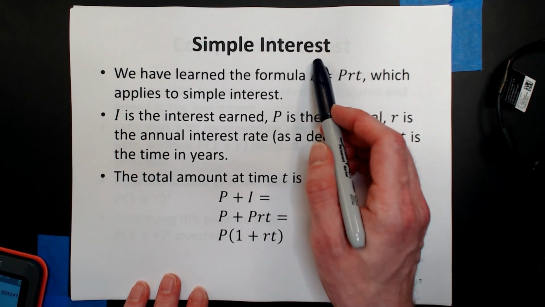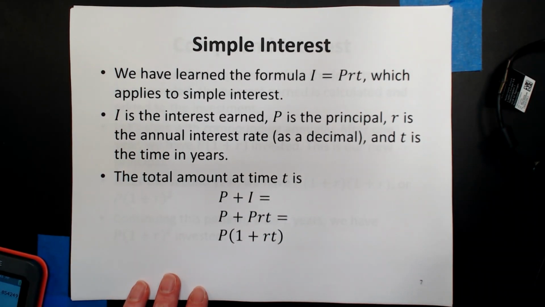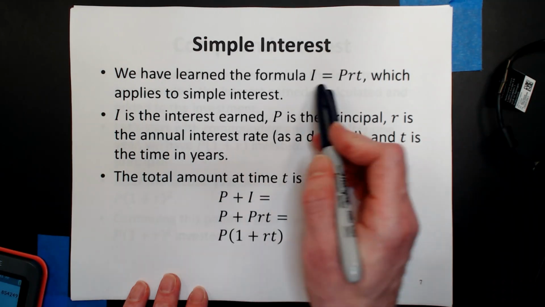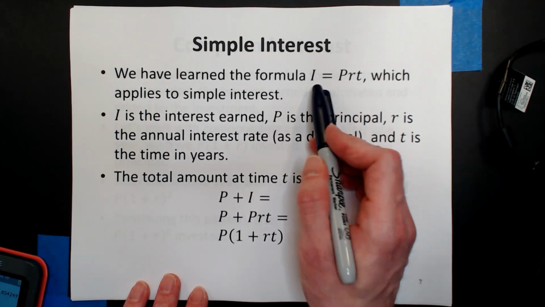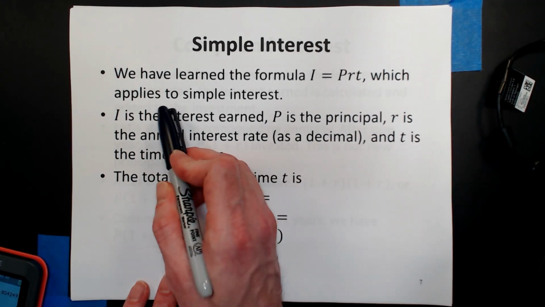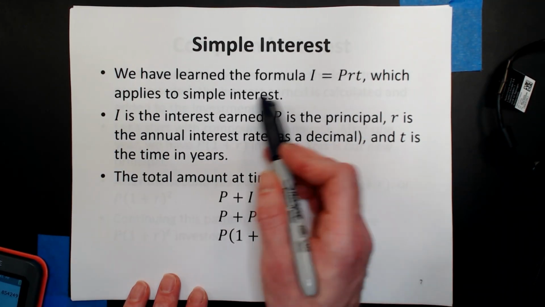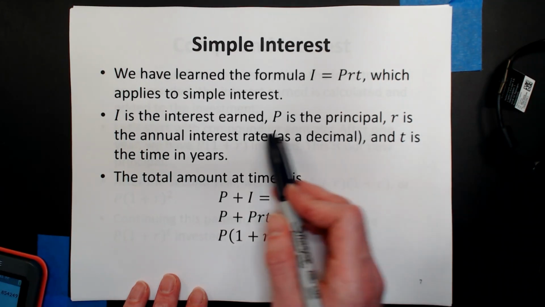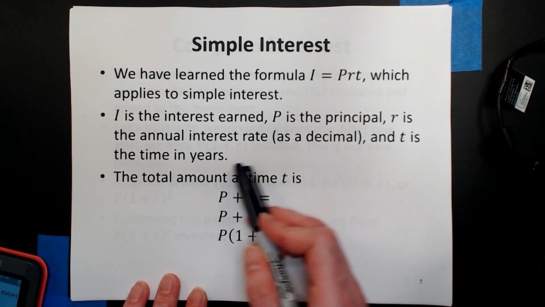So now we're going to talk about simple interest. So we modeled population growth given the correct information, but now we're going to talk about interest. So this is a big deal in banking and a lot of other things. The interest equals principal times rate times time, which applies to simple interest. So that's just simple interest. I is the interest earned, P is the principal, R is the annual interest rate as a decimal, and T is the time in years.